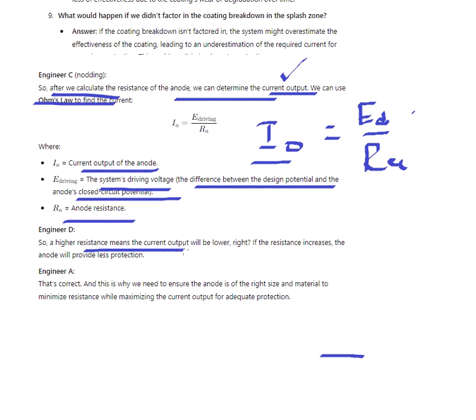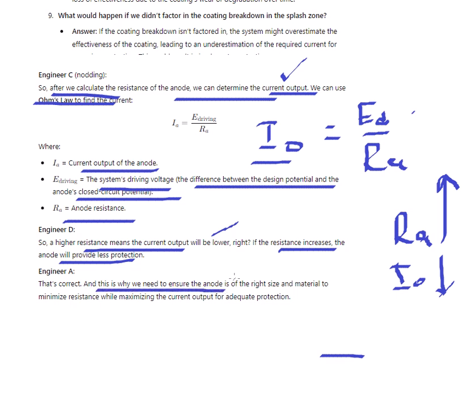So higher resistance means the current output will be lower. If resistance increases, the anode will provide less protection. That's correct. That is why we need to ensure the anode is of the right size and material, to minimize the resistance while maximizing the current output for adequate protection.